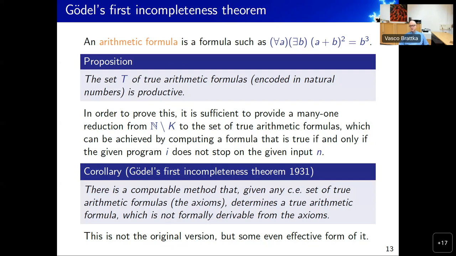And not only that, this is a strong version of Gödel's incompleteness theorem. We can even, in a computable way, determine witnesses for this failure. So this is an illustration of how reducibilities are actually involved if you come up with these results.